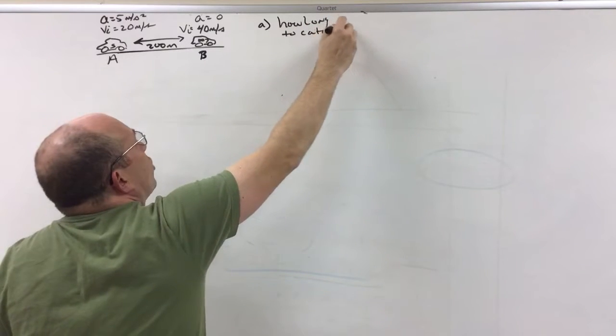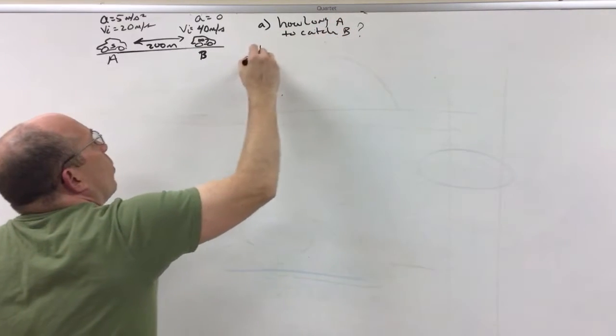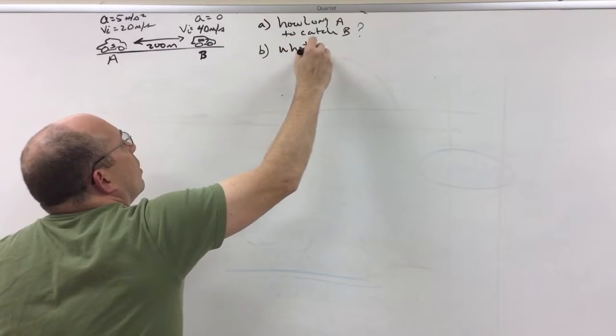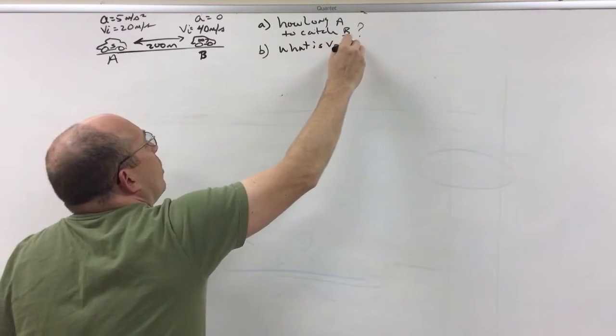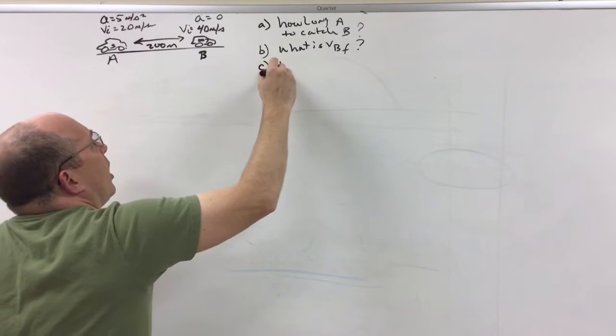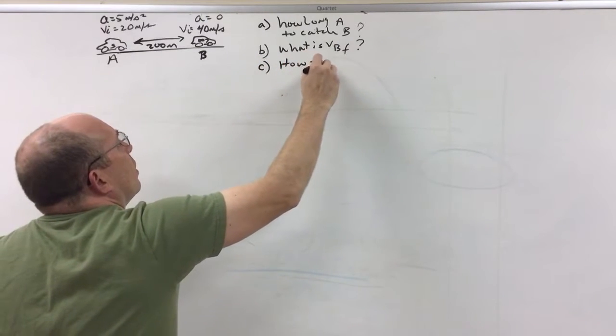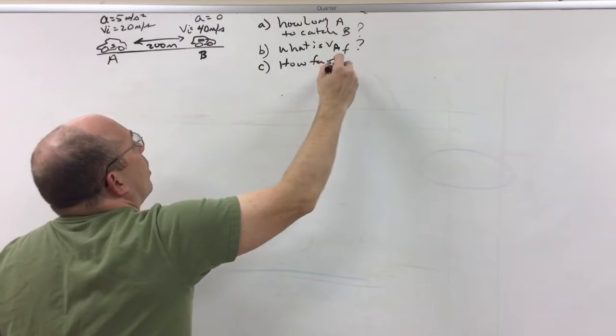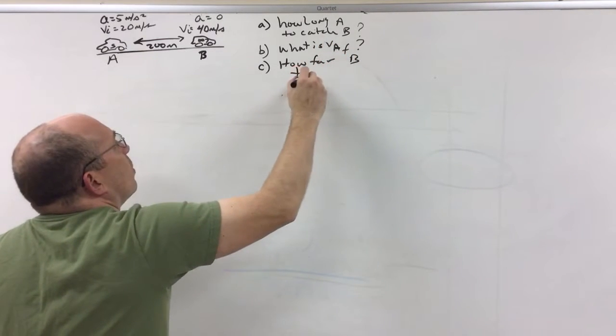So A catches B. Second question is going to be what's the velocity of B final. And third question is going to be what is the velocity of A final? How far does B travel in that time?